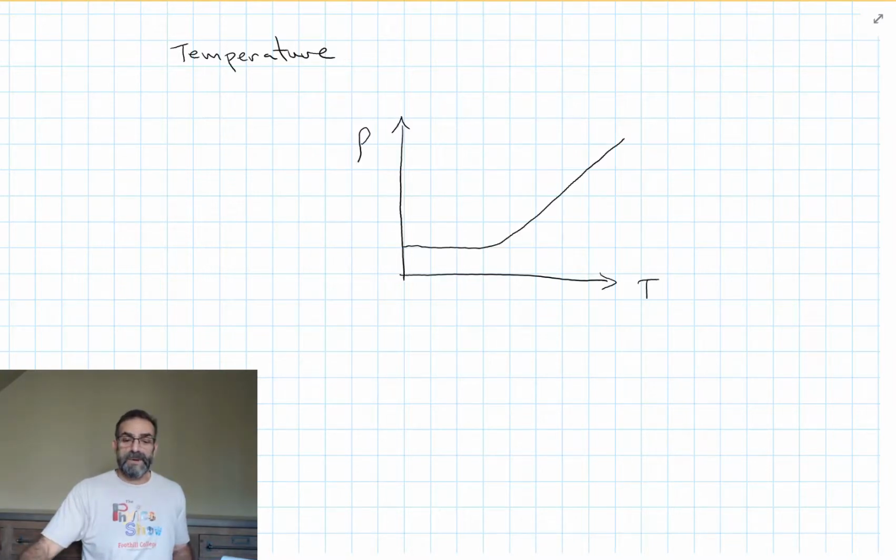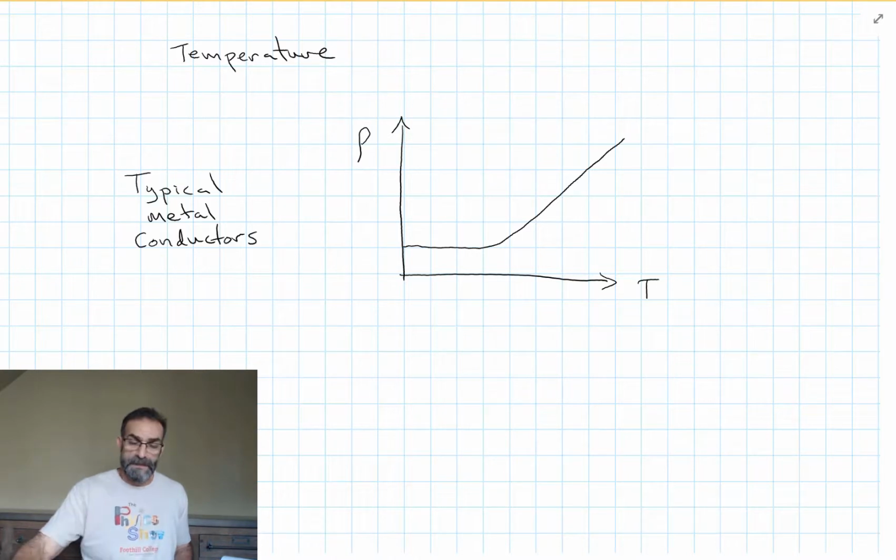What we end up with is a graph that looks something like this. The resistivity, as the temperature increases, also increases. This is for our typical metal conductors. Semiconductors have a very different mechanism, and their conductivity actually increases with temperature because more electrons are being excited into the conduction band. But we'll focus on typical metal conductors for the purposes of this class.